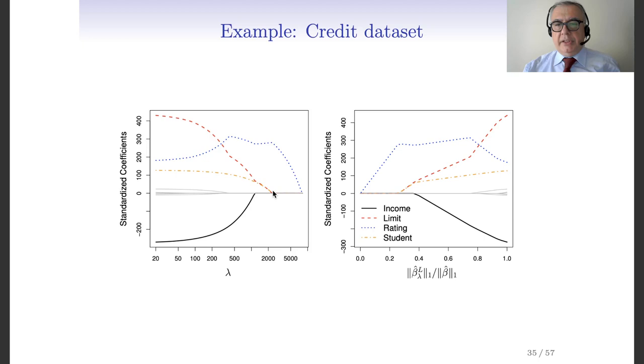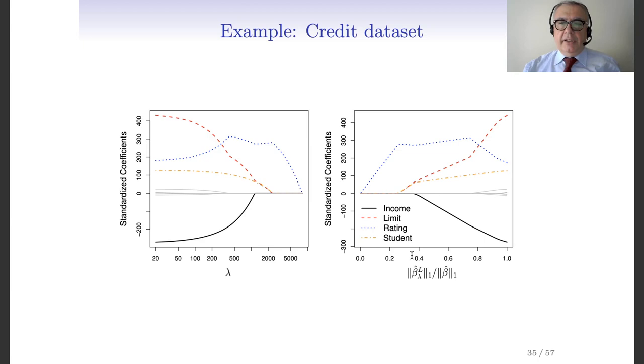So here you can see that, depending on the choice of lambda, you can find a model with very few parameters. So this is really a feature selection capability that is offered by the lasso. Here is the same plot the other way around.